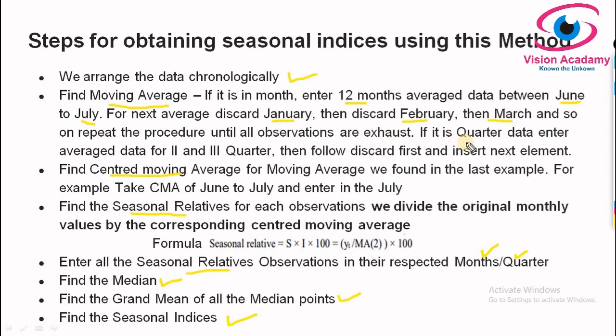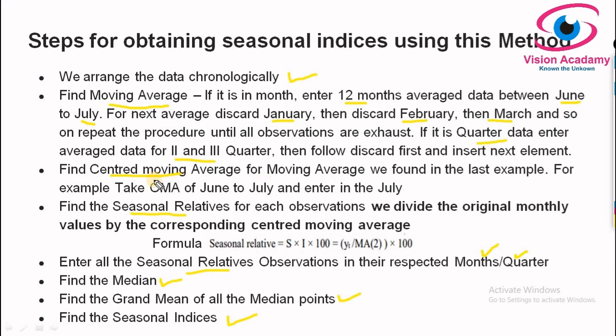So what if it is quarterly data? Firstly we take the average of 4 quarters and put it between the second and third quarter, and then discard the first quarter, then insert the next element from the next year, and do the same thing. We repeat the same procedure until all the observations are exhausted in the given problem.